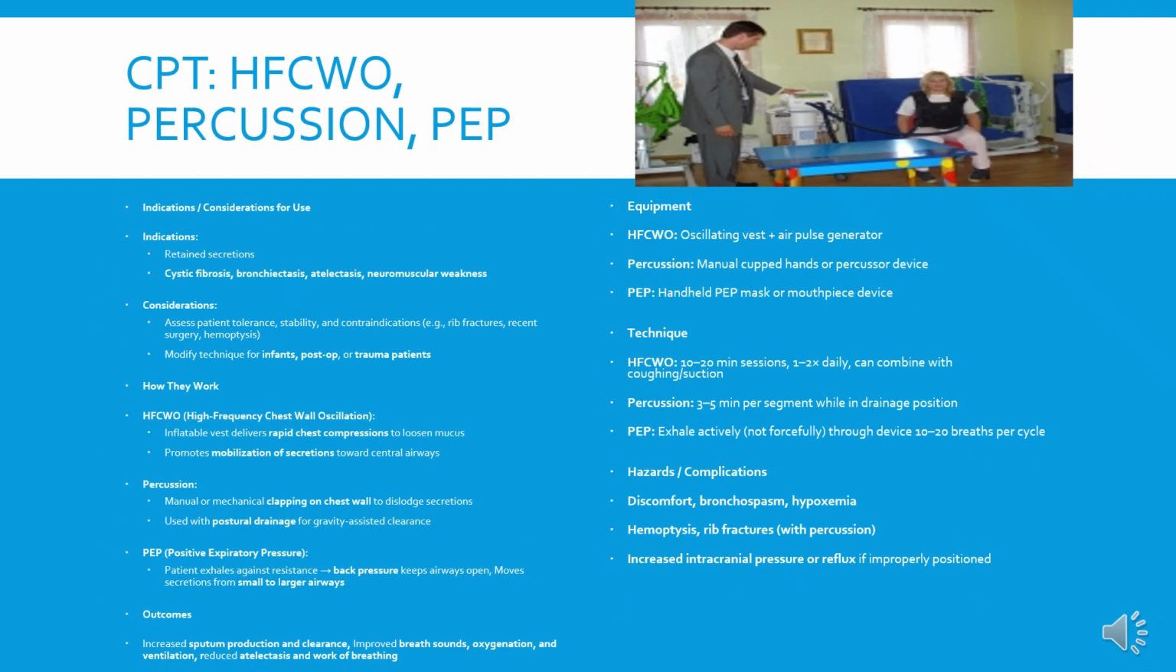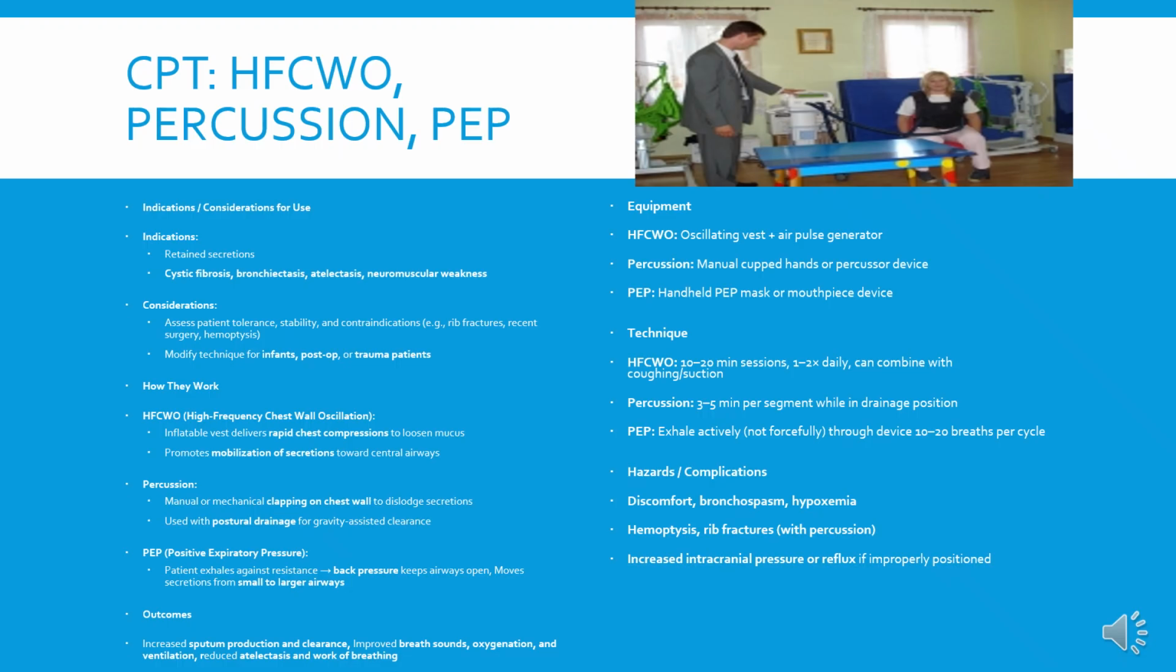High frequency chest wall oscillation, auscultation, percussion, and PEP. Indications and considerations for use. Indications: retained secretions, cystic fibrosis, bronchiectasis, atelectasis, neuromuscular weakness. Considerations: assess patient tolerance, stability, and contraindications, for example, rib fractures, recent surgery, hemoptysis.